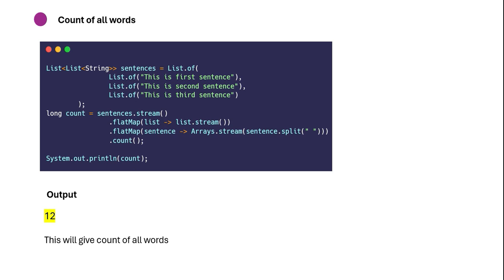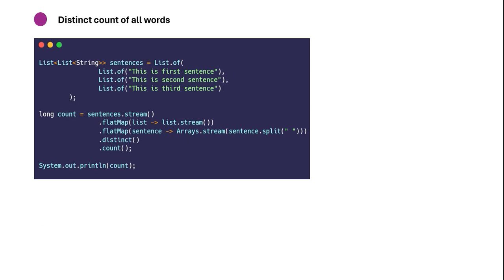On similar lines, if you want to find the distinct count, because here this is all repetitive, if you want to get a distinct count of all the words after flattening them out, we use distinct, and then we do the counting. So we get a 6 as a distinct count of all the words for all the given sentences.